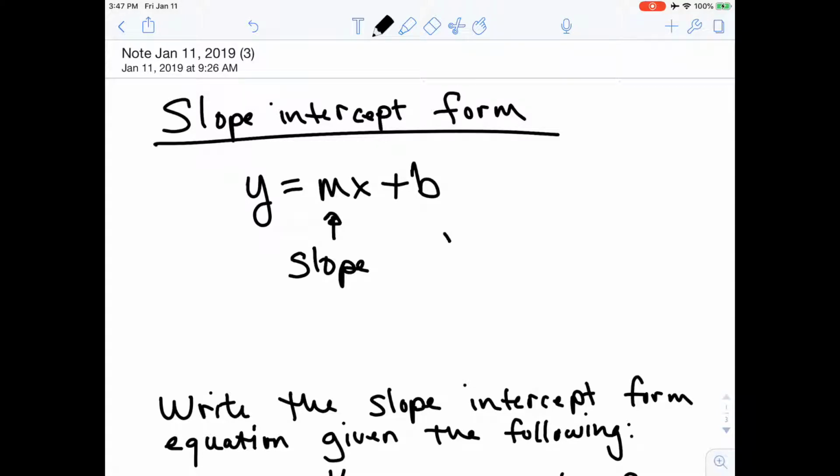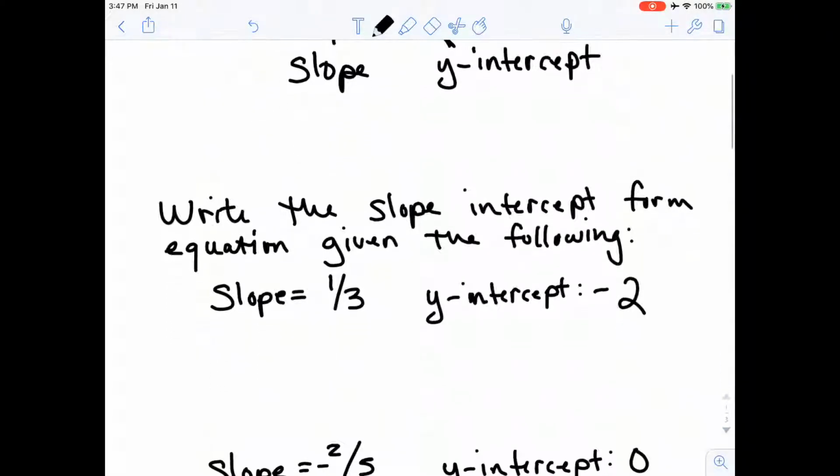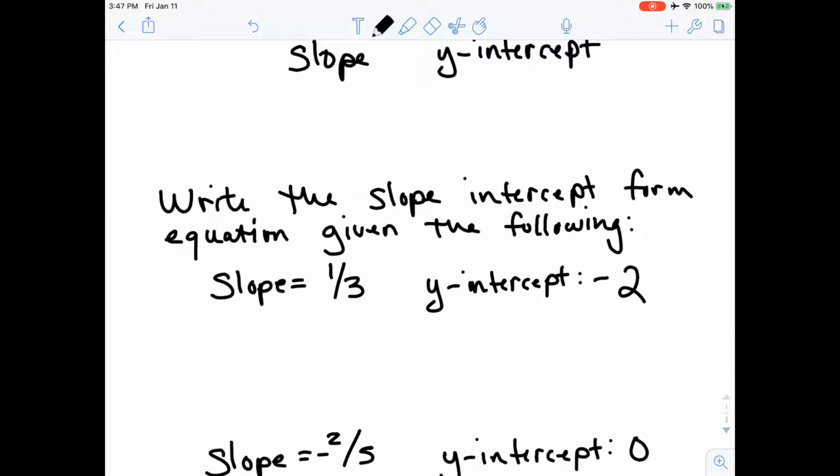And then this is what's known as your y-intercept. It's where the line of your graph crosses the y-axis. A lot of these problems, you're going to be given two bits of information, and you're going to have to find the equation of your graph. So it says write the slope-intercept form equation given the following: slope of 1/3, y-intercept of -2.